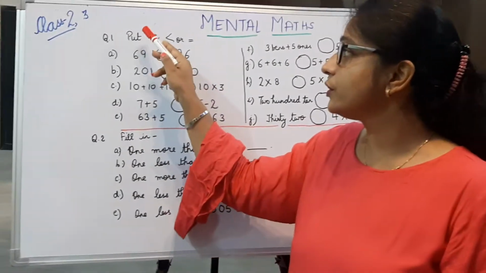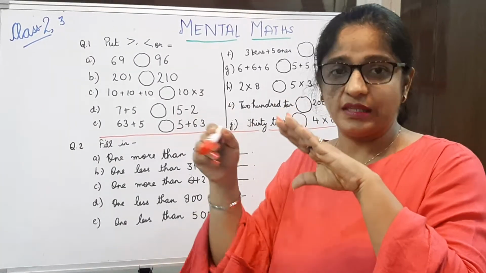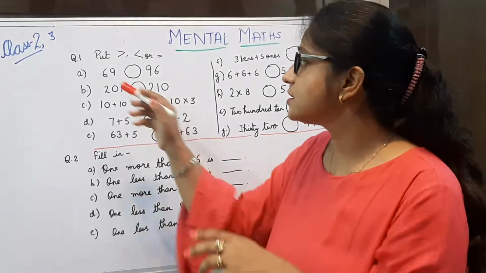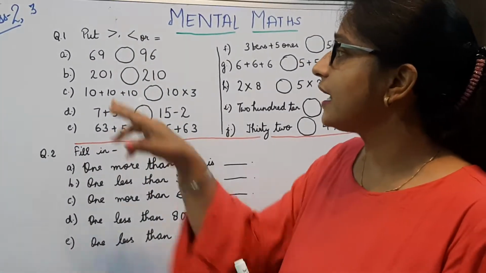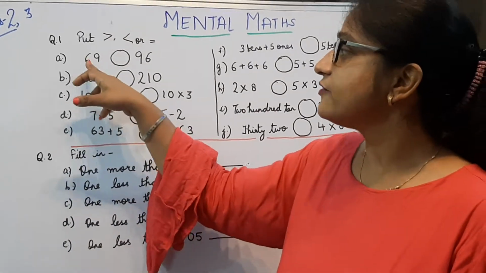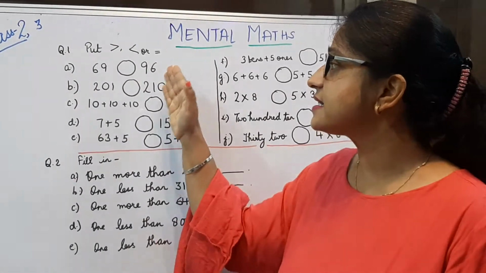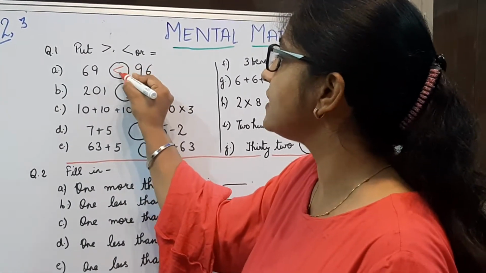I told you this crocodile's mouth is always open towards the greater number. So the crocodile will open its mouth there. This is 6, 9, 69. This is 9, 6, 96. Now you tell me, which is bigger? 96 is bigger than 69. So the crocodile will open its mouth to 96.